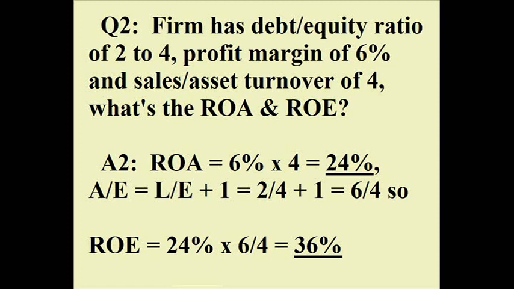Now, let's see, we have a debt-equity ratio, and you know what? Here's a trick. Just add 1 to it. That'll give you the asset-equity multiplier. So we would have, say, 6/4, if you like, 3/2, times 24% would give us 36% for the ROE.